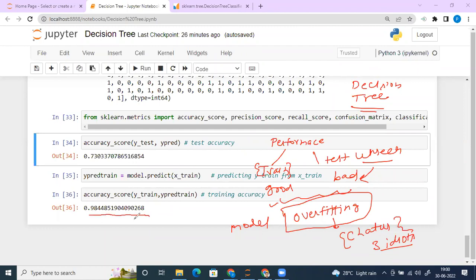Training accuracy is almost 100%, 98.4, and testing accuracy is 73%. This is the drawback of the decision tree, but we will remove that. Don't worry, we will deal with that. Similarly, there is a second phenomenon known as underfitting. And these are interview questions. Whenever you give an interview on machine learning, they will ask you about overfitting and underfitting.